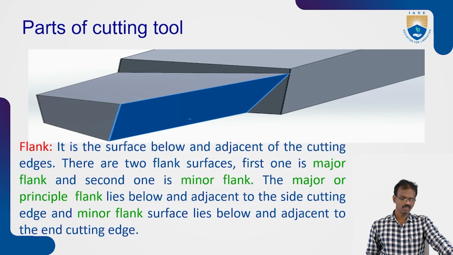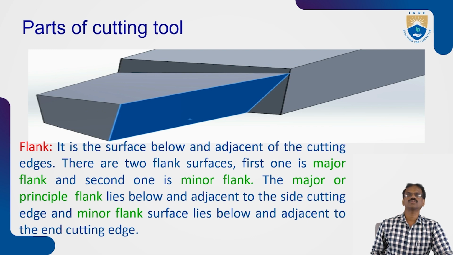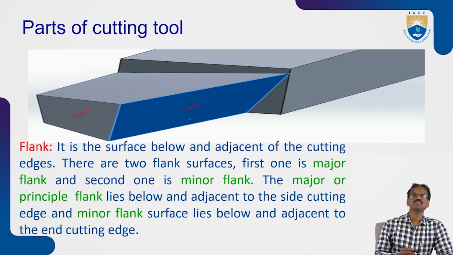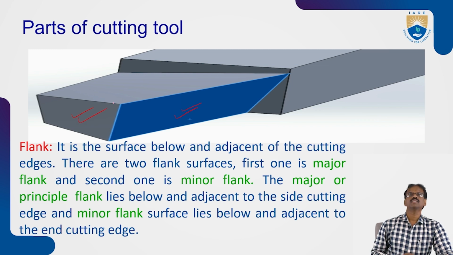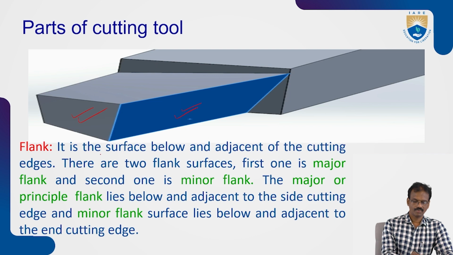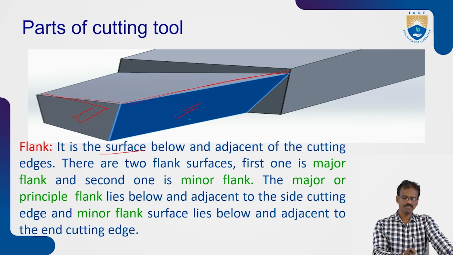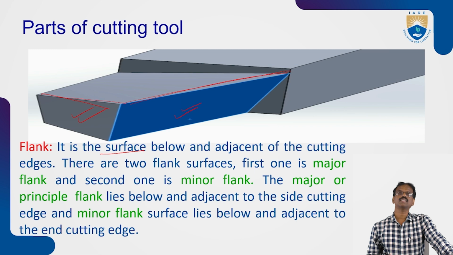Next one we'll see is the flank. This is the major flank, and this one is the minor flank. This is the principal flank, and this one is the minor flank. The flank is the surface below the adjacent cutting edges. This is the major cutting edge. This one is the minor cutting edge, or principal cutting edge, or end cutting edge. The surface below the major cutting edge and adjoining the cutting edges is nothing but a flank.